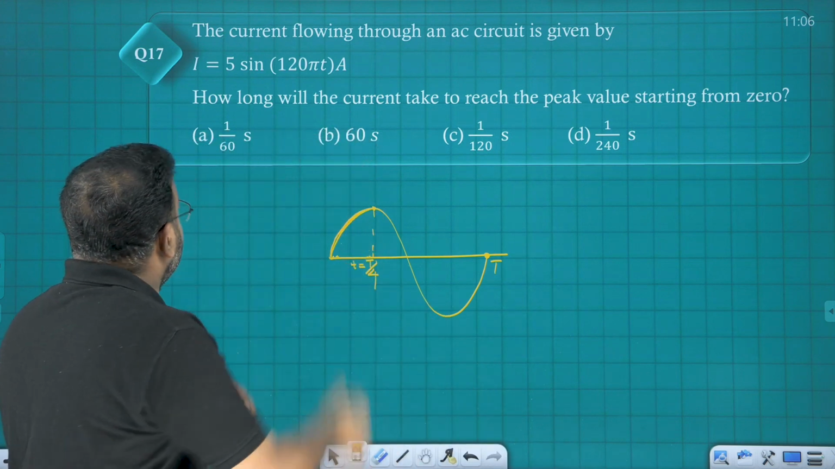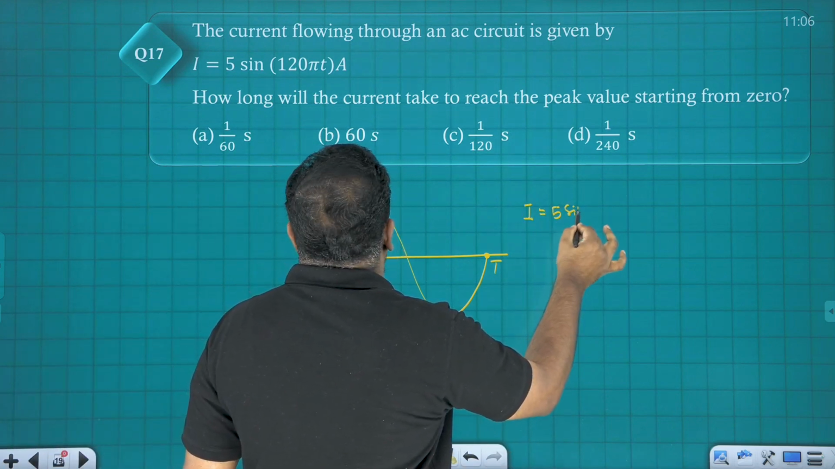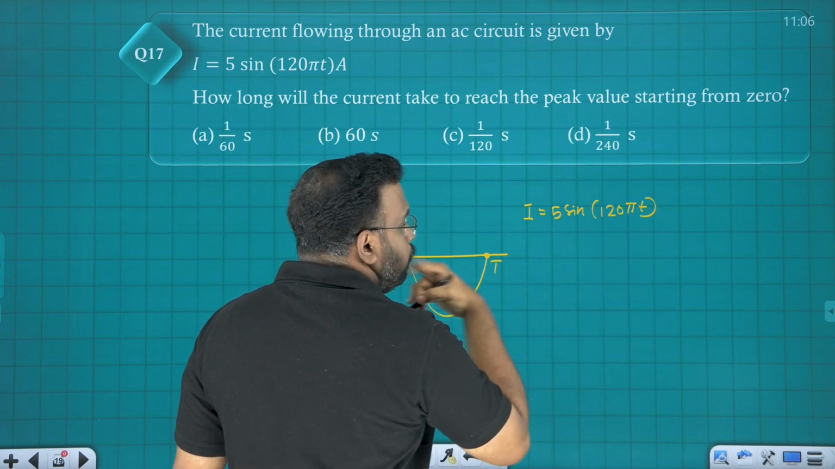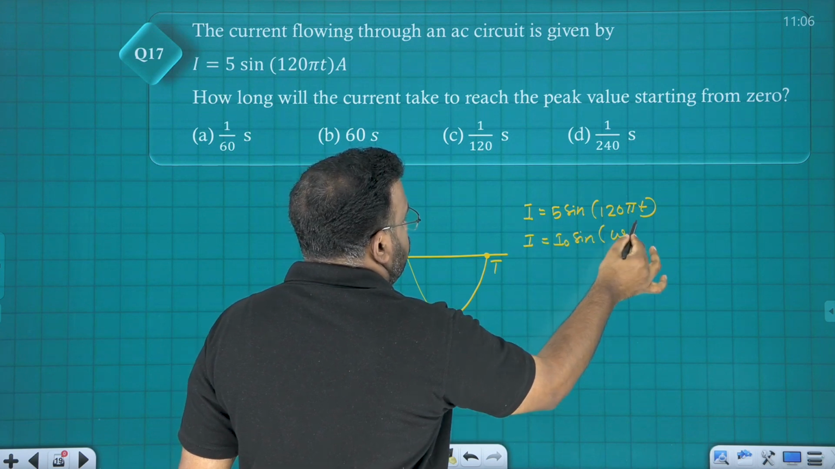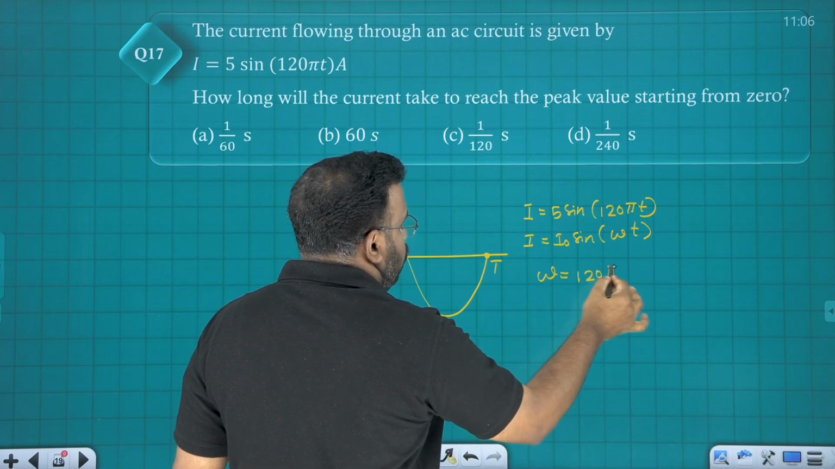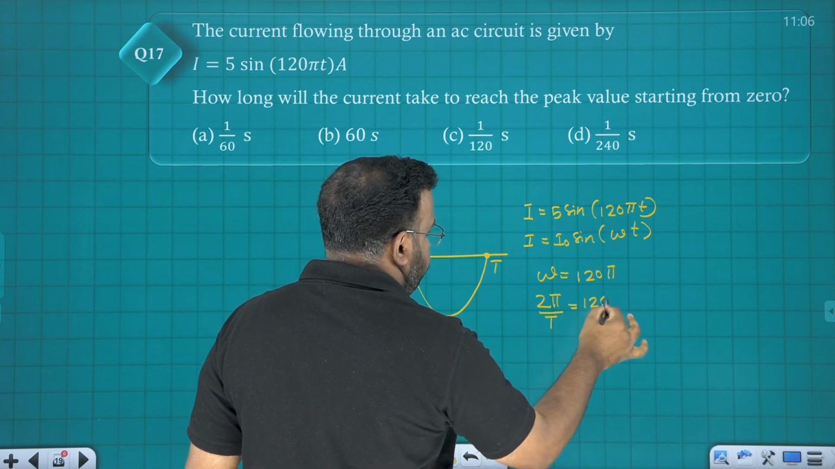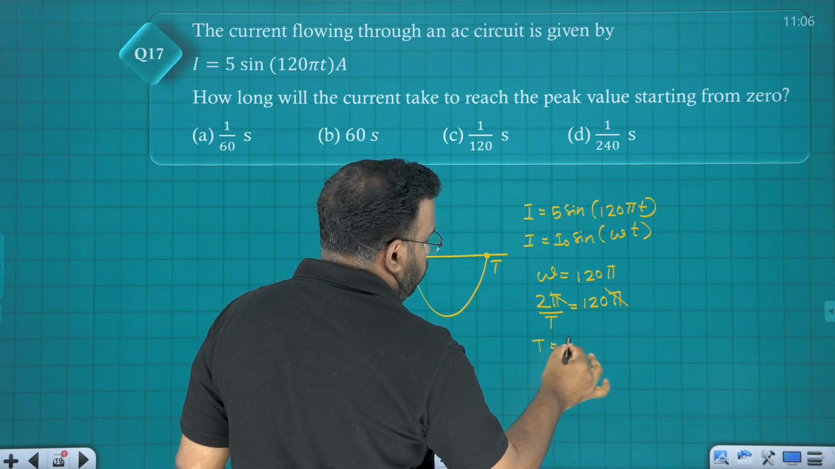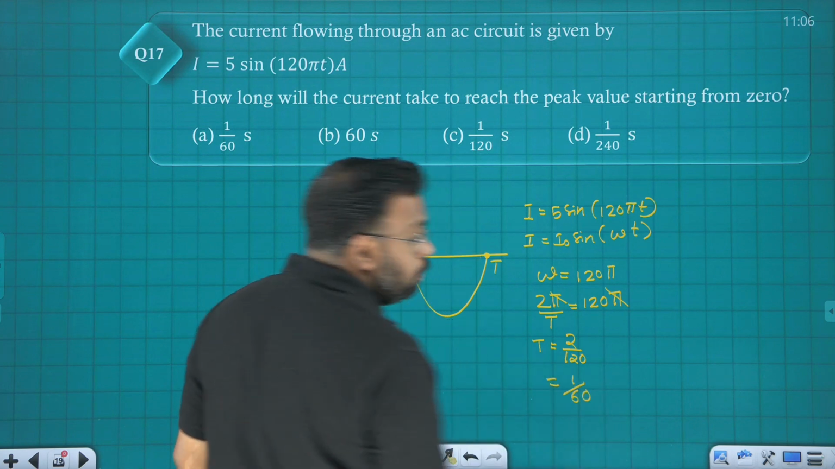But how do we find the time period? For that, you can check the equation for current. I is equal to 5 sine 120 pi t. Comparing it with the standard form, I equal to I naught sine omega t, clearly you can see here omega is equal to 120 pi. Omega is 2 pi by T. So, 2 pi by T is equal to 120 pi. Pi got cancelled. So, T is equal to 2 by 120, which is equal to 1 by 60. 1 by 60 is the time period.